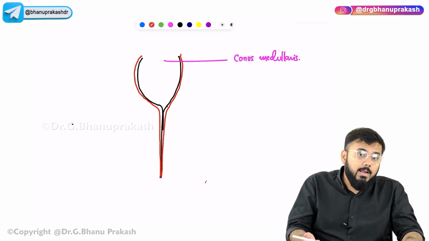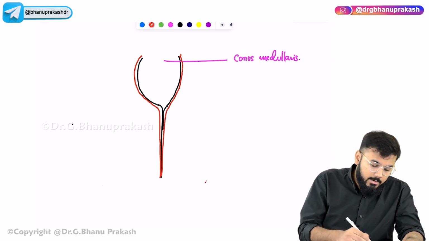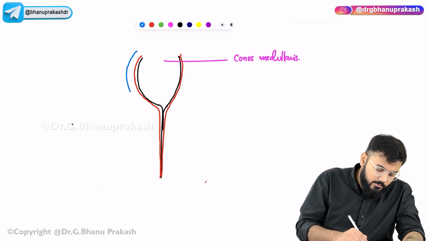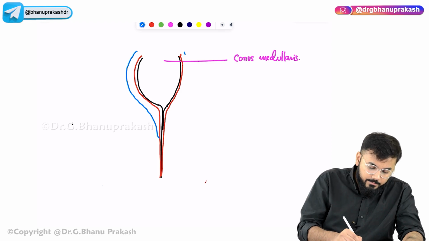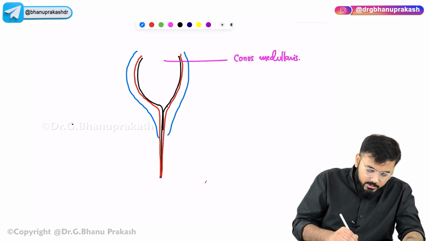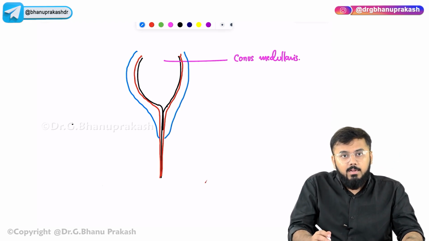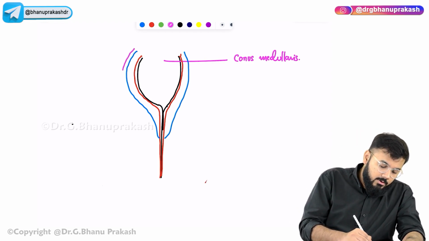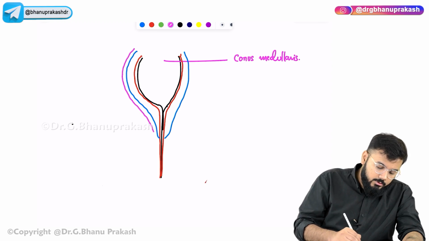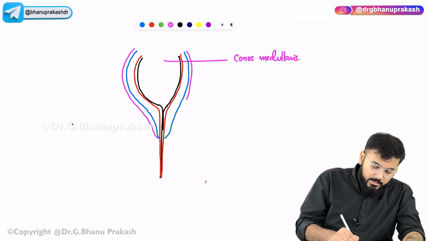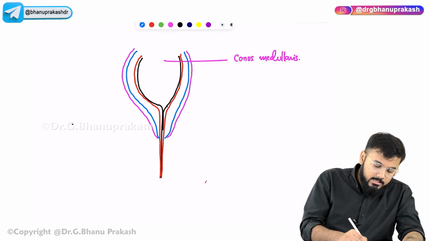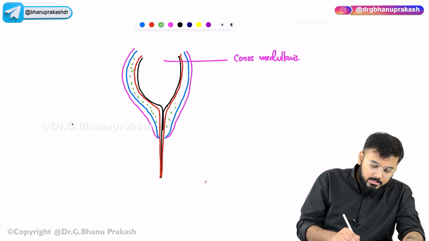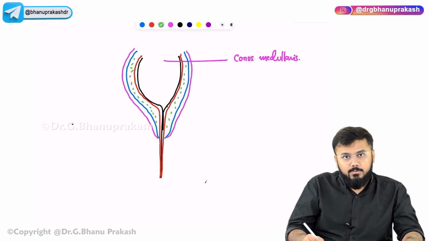Surrounding the pia mater, what do you have? You have got the arachnoid mater, which stops here. After that, you have got the dura mater, which is also stopping here. So, where is your subarachnoid space? This is the subarachnoid space containing your CSF.